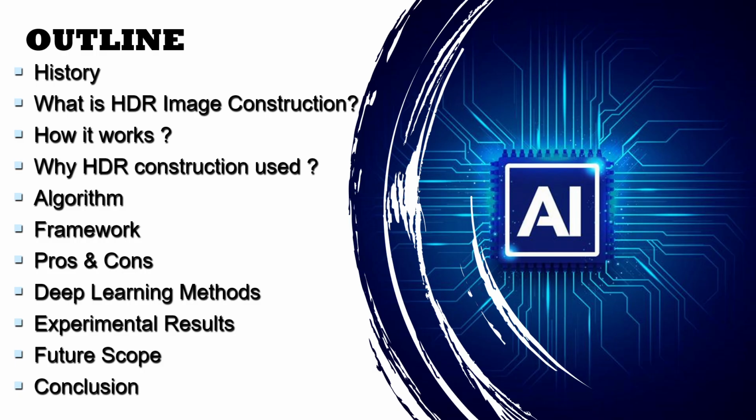So here is the outline. The first one is history. Then the second is what is HDR image construction. Then the third is how it works. Why HDR construction is used, algorithm, framework, pros and cons, deep learning methods, experimental result, future scope and conclusion.